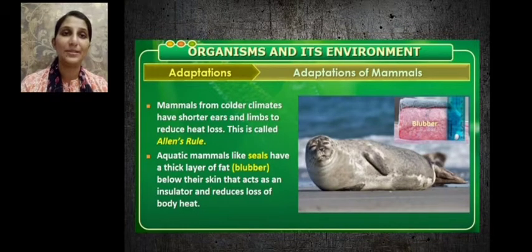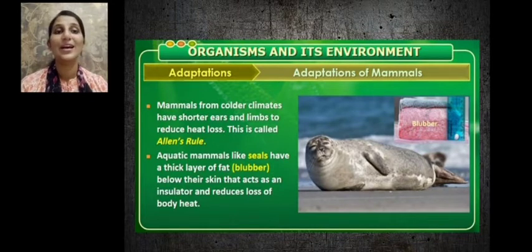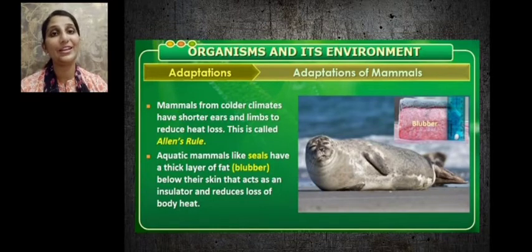Adaptations of mammals. Mammals in the colder regions have shorter ears and limbs to reduce heat loss. We learned that production of heat is a highly energetic process. So in order to prevent this heat loss, or to prevent the loss of energy, they have short ears and limbs. And this rule is called Allen's rule. That is, animals in colder regions have shorter ears and limbs to prevent heat loss.